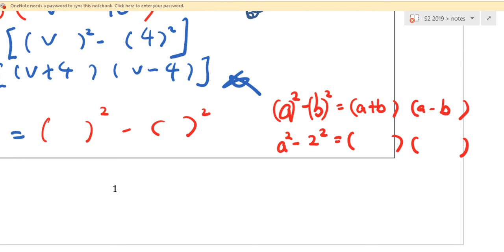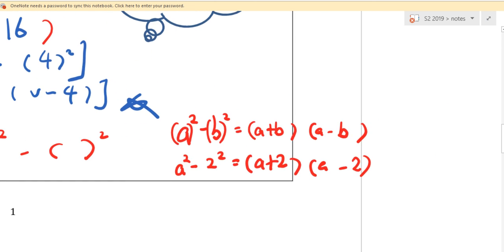To sing the song, the rhythm goes something plus something, something minus something. So what do I write inside the bracket? A plus 2, a minus 2. Sorry, I wrote wrongly. Now let's try the song again.